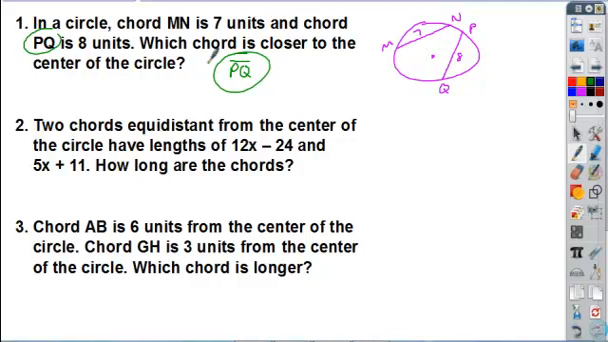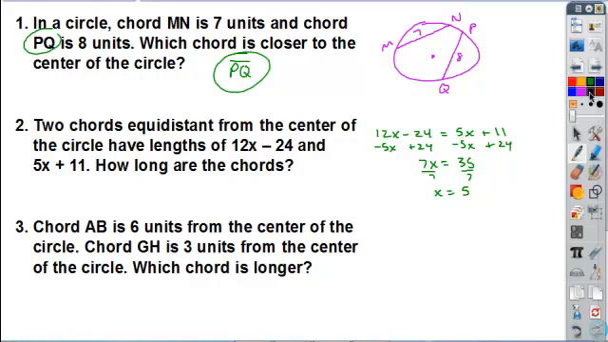Example 2. If two chords are equidistant from the center of a circle, then what do you know about their lengths? They're also equal, right? So if we take the expressions that represent their lengths, set them equal, and then solve, we can find our value for x. Here, if we move our constants to the right and our variables to the left, we get 7x is equal to 35. Solving completely for x, we get x is equal to 5.